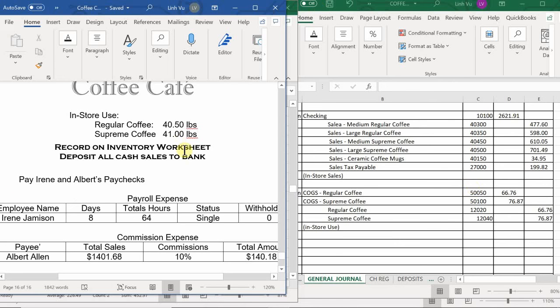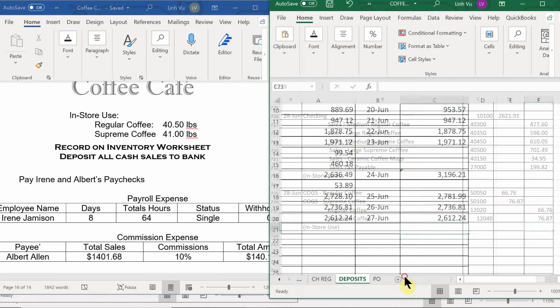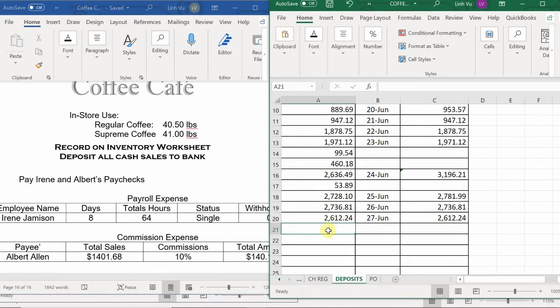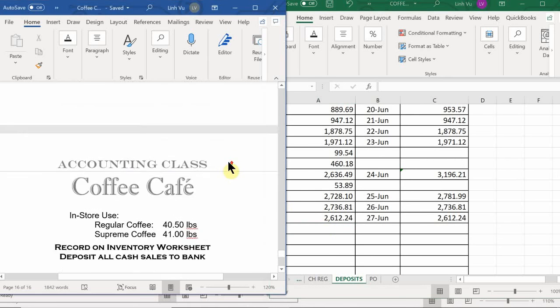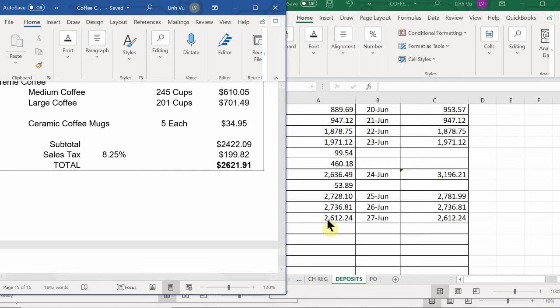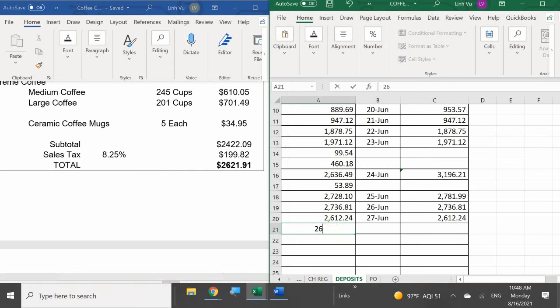So let me see. We just updated our inventory, right? We just did our sales. So now we have to go ahead and deposit that money in our bank account real quick. Okay, for the $2,621.91. We can't forget our money in the bank, because we have some employees to pay.